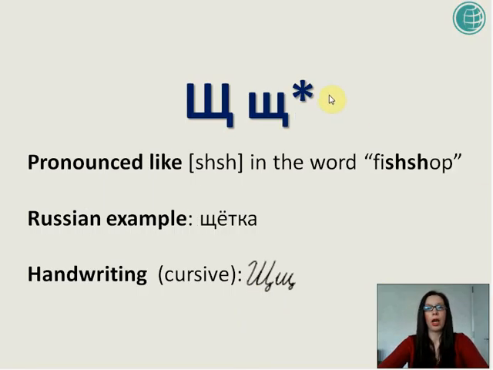Sh, I again put a star symbol because not many foreigners can really differentiate this letter sh from the previous letter sh. I will explain you. Sh, it is little bit longer and softer sound. So compare sh, sh. So second letter is little bit longer and softer. It's pronounced like sh in the word fish shop. And Russian example, щетка, which means brush. And again the cursive.